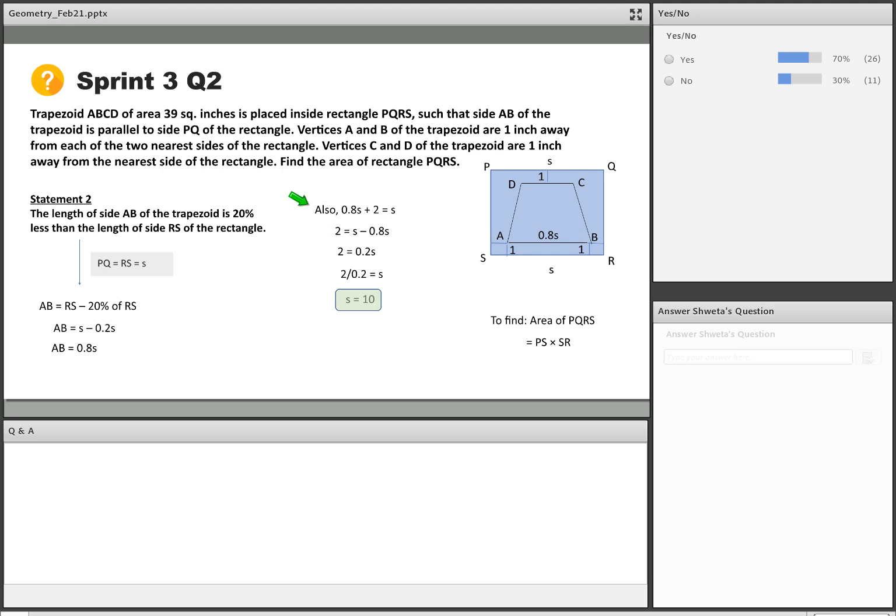Well, now if I know what S is, I have a lot of values. This becomes 10, this becomes 0.8S, so just 8, this is what I have. Now when I take these together, that's how I'm getting 8.